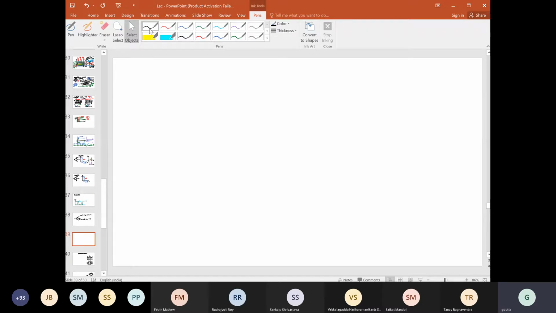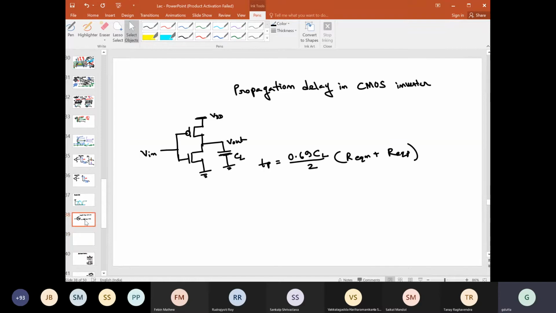Obviously, we considered the input to be a step input. And we have seen that the propagation delay in the case of a CMOS inverter can be estimated from this formula: 0.69 CL by 2 times the equivalent resistance of this NMOS plus the equivalent resistance of this PMOS. Here the term 0.69 comes from the ln of 2 part, which we derived yesterday.